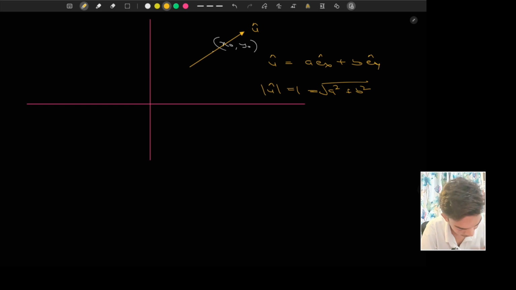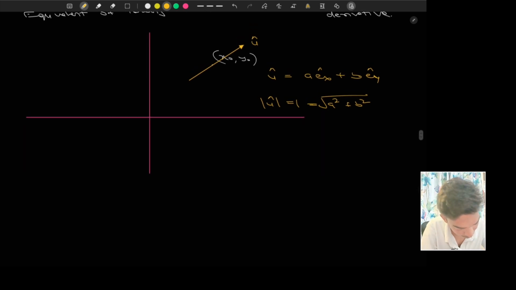Fine. Now I have to move in this direction, because I am computing my directional derivative along this direction. So what does it mean? Suppose I have a function f of xy, and I move along this direction u. What is my rate of change of the function?